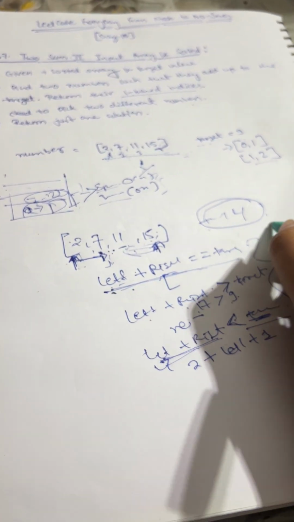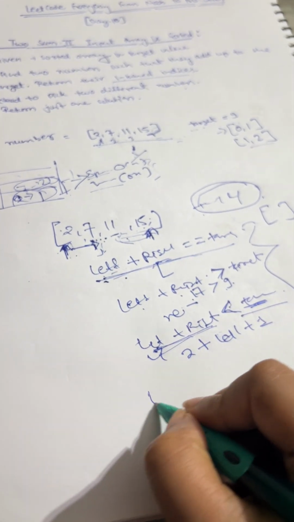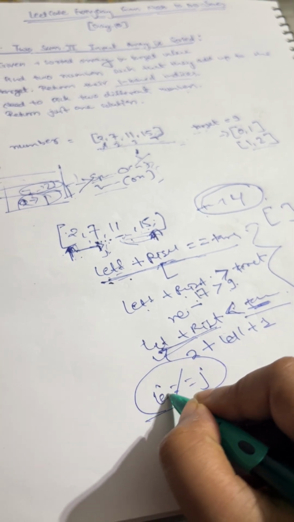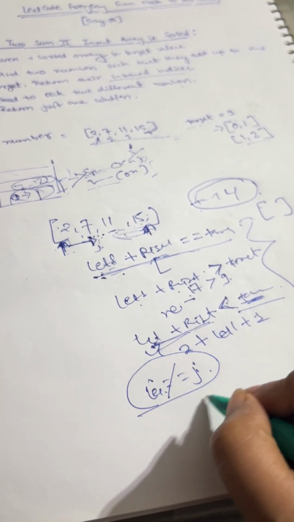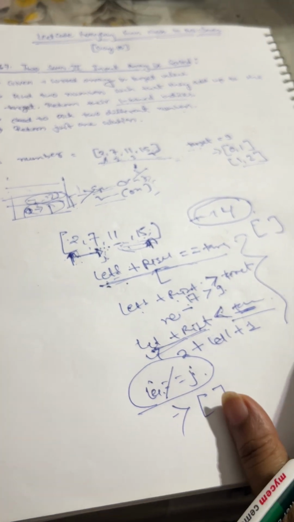In that case we need to return an empty value, because the indices should not be the same. If i is not equal to j, okay, the left pointer is not equal to j. In that case we need to return empty because we did not find any solution. I hope you understand this.